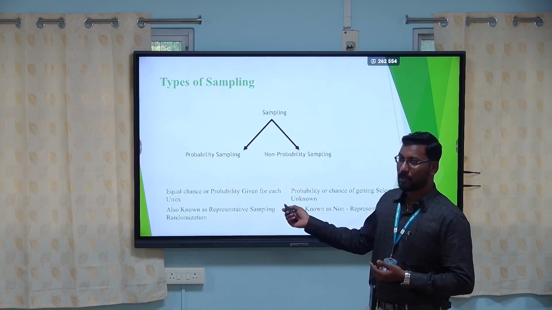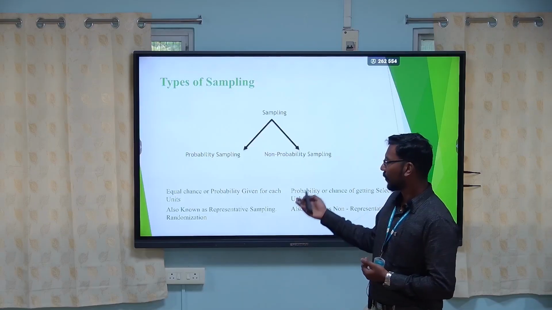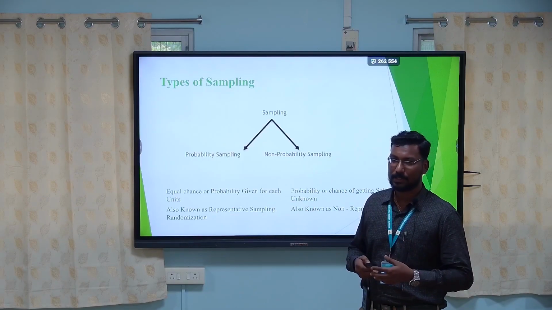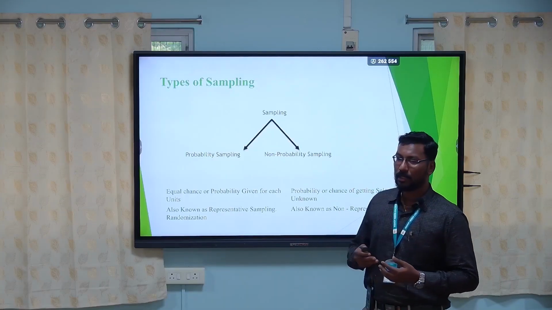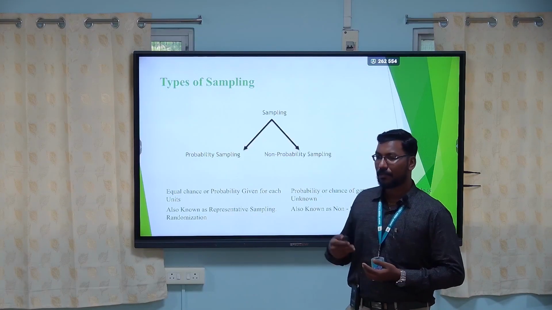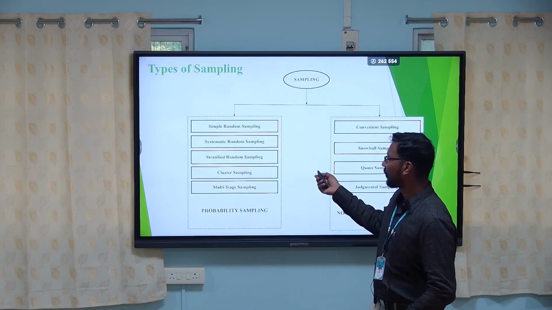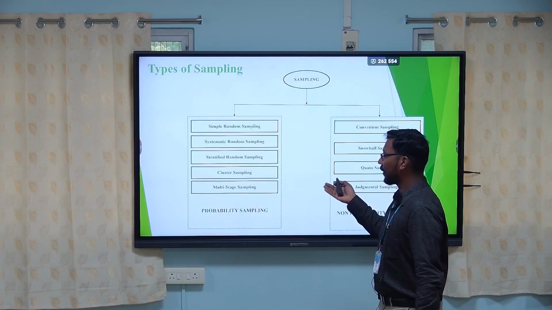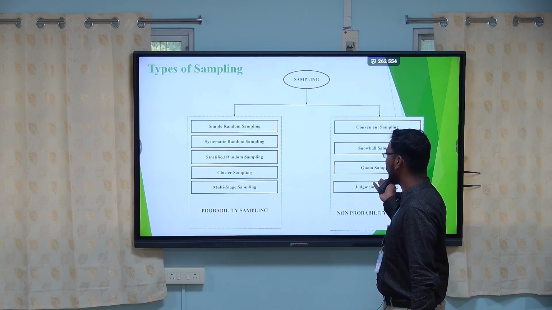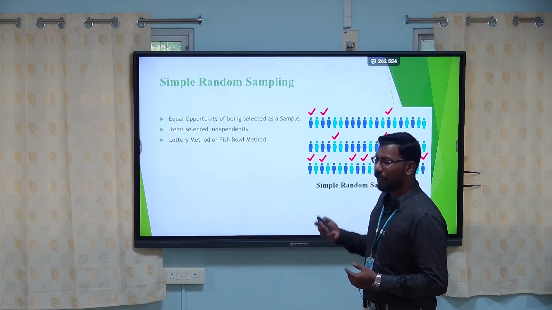There are two types of sampling methods, probability and non-probability sampling. In probability sampling, equal chances are given to the respondents to be selected as the sample, whereas in non-probability sampling the probability is unknown. Probability sampling is called representative sampling, and non-probability sampling is called non-representative sampling. Simple random, systematic, stratified, cluster, and multi-stage come under probability sampling. Convenience, snowball, quota, and judgmental sampling come under non-probability sampling. So let's see one by one.